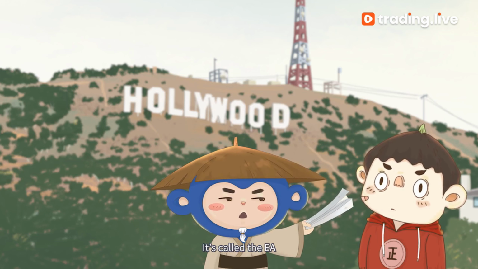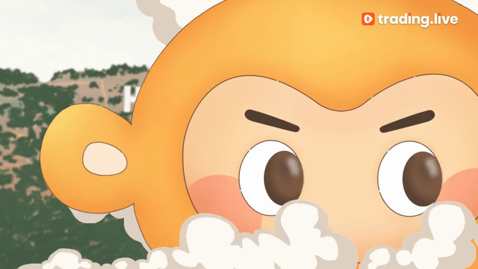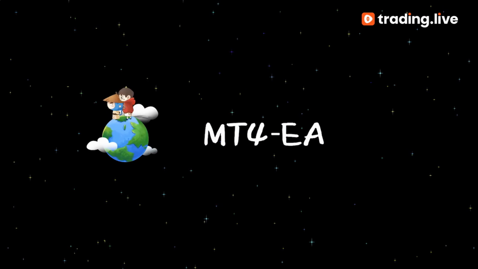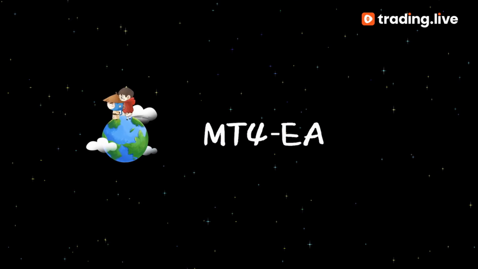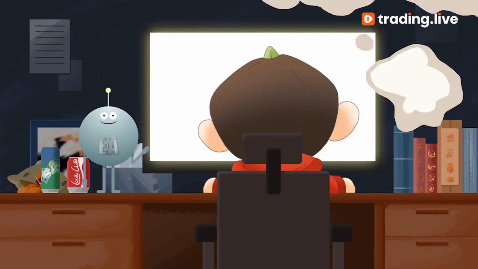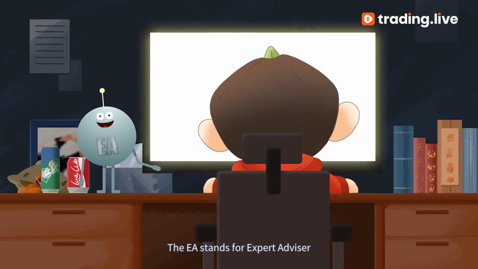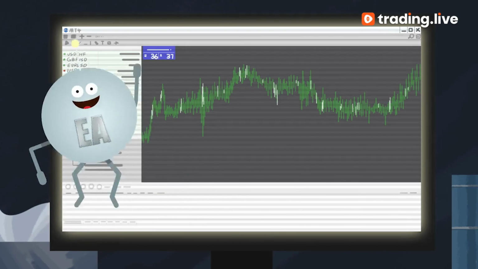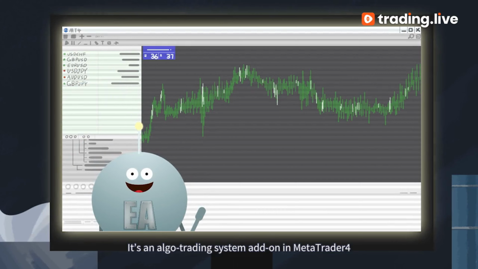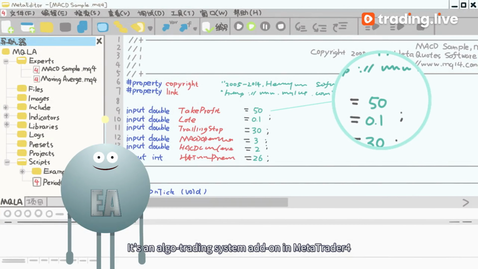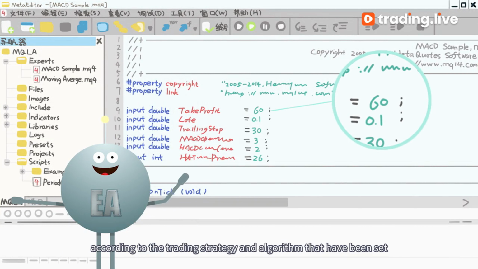It's called the EA. MT4 EA. The EA stands for Expert Advisor. It's an algo trading system add-on in MetaTrader 4. It processes trades automatically according to the trading strategy and algorithm that have been set.